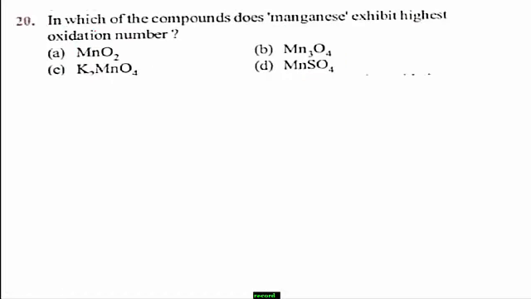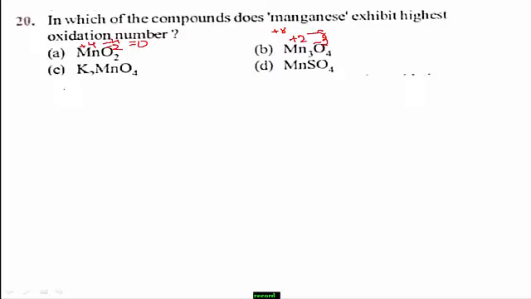Next, question number 20. In which compound does manganese exhibit the highest oxidation state? Let's calculate yourself. In MnO2, 2 into minus 2 means minus 4, so the Mn value becomes plus 4, then only the overall sum becomes equal to 0. But in Mn3O4, 4 into minus 2 is minus 8. Mn3 value is plus 8, but Mn is plus 2.